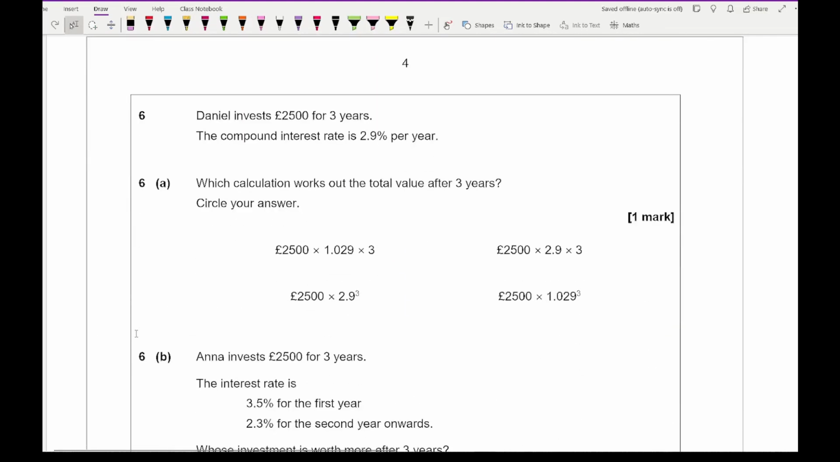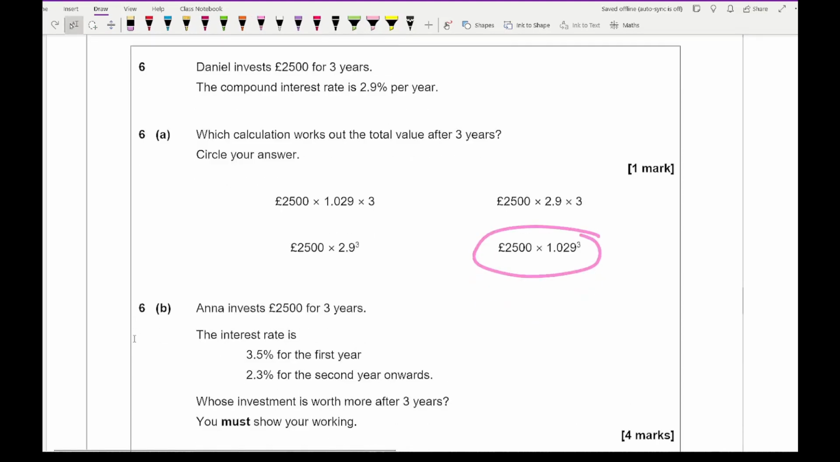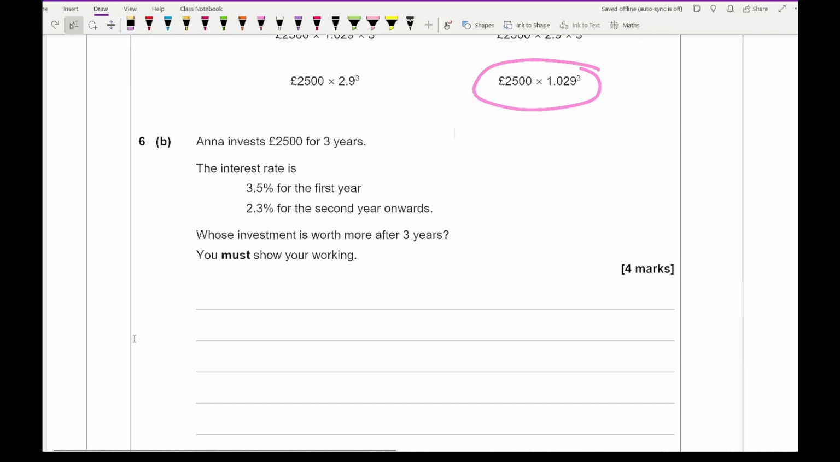Moving on to question 6, it says Daniel invests 2,500 for 3 years. The compound interest rate is 2.9% per year. Which calculation works out the total value after 3 years? Circle your correct answer. So the correct one you should have circled is going to be the bottom right one. It then says Anna invests 2,500 for 3 years. Her interest rate is 3.5% for the first year, 2.3% for the second year and onwards. Whose investment is worth more after 3 years?